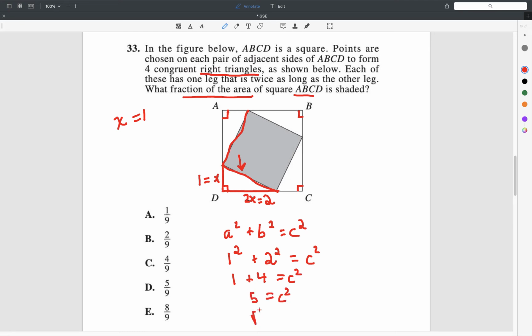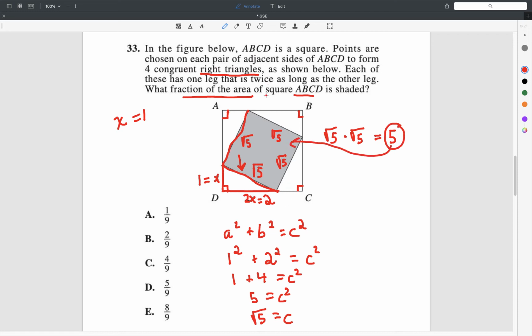And so the square root of both sides here would give us that c is equal to the square root of 5. So let's go ahead and label that. We have the square root of 5 right there. And since it's a square, all sides are the same length. So this side would be square root of 5, that would be the square root of 5, and that would be the square root of 5. Now to get the area of the shaded region here, we're just going to multiply square root of 5 times square root of 5, because that's how you get the area of a square. Multiply both sides. So square root of 5 times square root of 5 is just equal to 5. So that is the area of this shaded region.